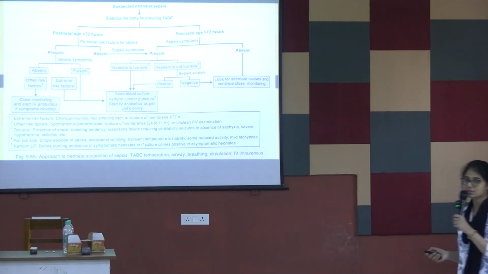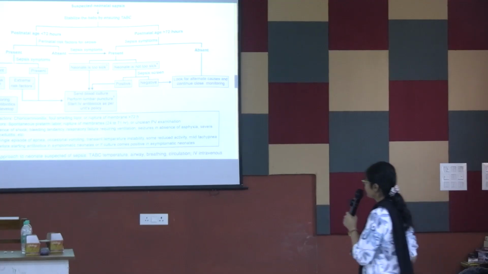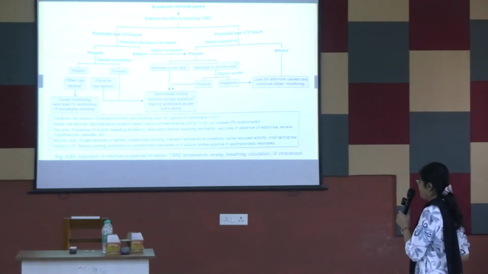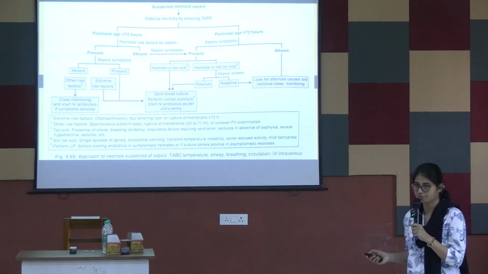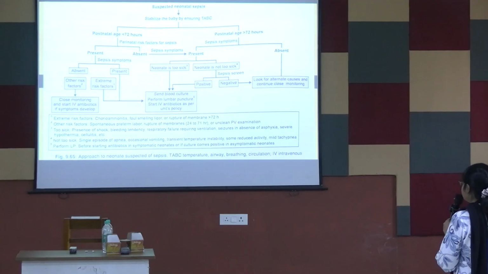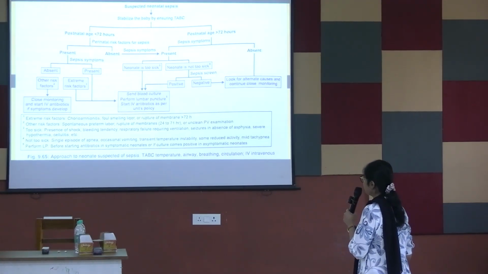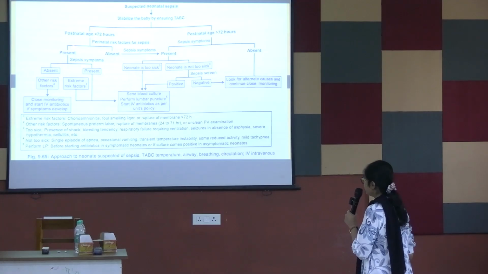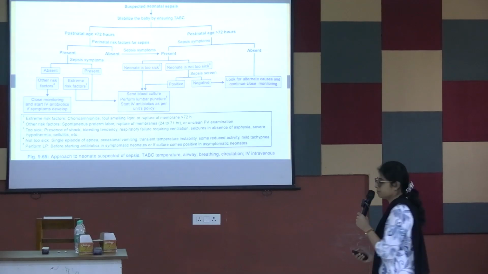Less than 72 hours, you will have to check the perinatal risk factors. Now, if the risk factors are present but sepsis symptoms are absent, we will have to look for other risk factors. I am simplifying the flowchart because I have already talked about the risk factors in the previous slides. So, if there is presence of perinatal risk factor, we will look for the symptoms. If symptoms are present, we will send blood culture and start IV antibiotics.